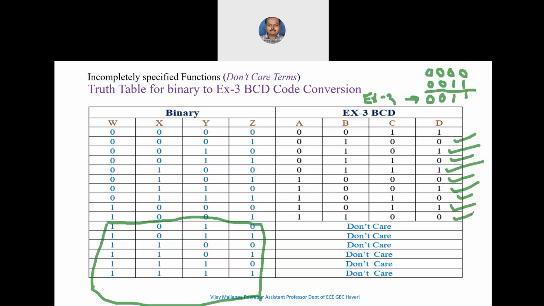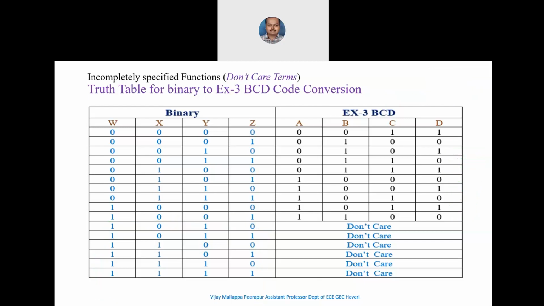Now, how many output variables? You can see this one. How many output variables do we have? A, B, C and D. And for all of these output variables, A, B, C and D, these input combinations are don't care.